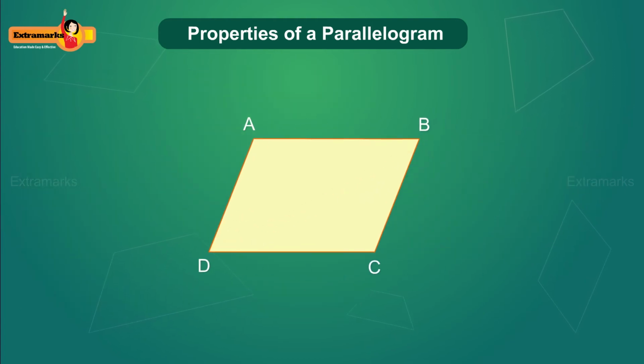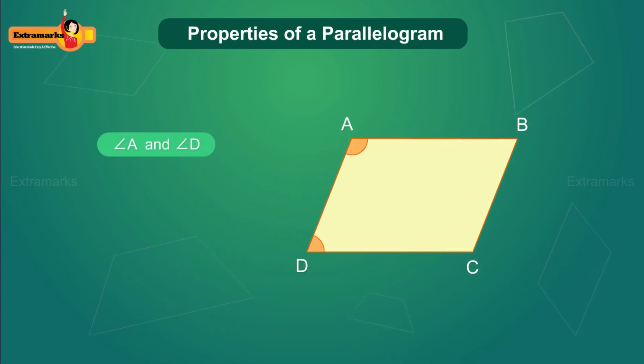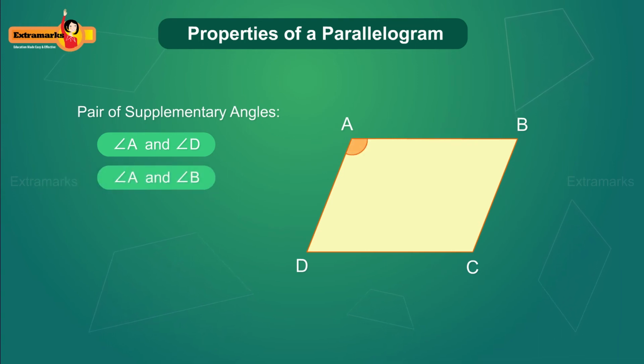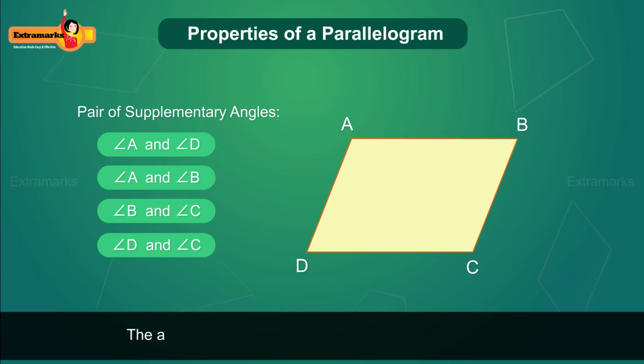We now turn our attention to adjacent angles of a parallelogram. Observe that angle A and angle D are interior angles on the same side of the transversal AD formed by the parallel lines AB and DC. So, here angle A and angle D form a pair of supplementary angles. In a similar way, we have three more pairs of supplementary angles: angle A and angle B, angle B and angle C, angle D and angle C. This verifies another important property of a parallelogram, which states that the adjacent angles of a parallelogram are supplementary.